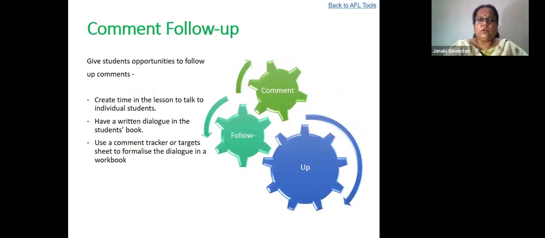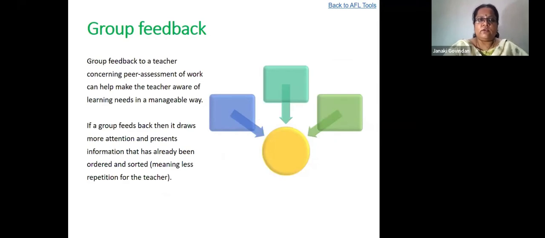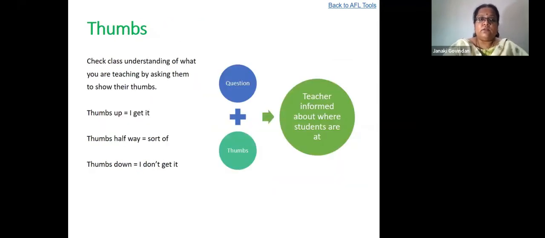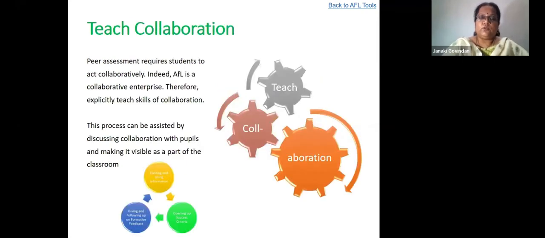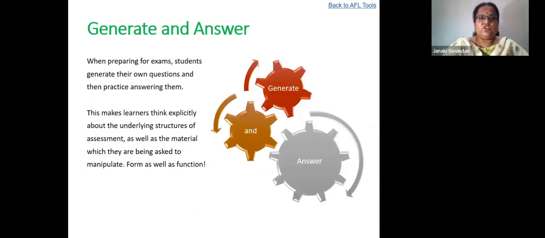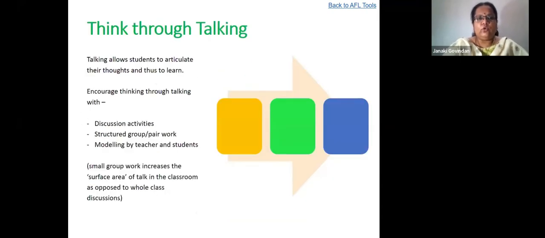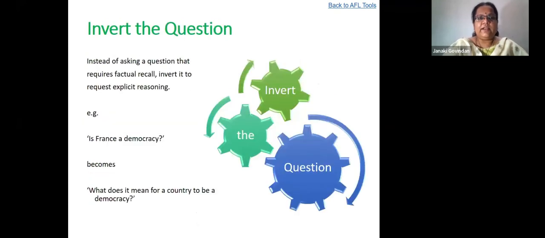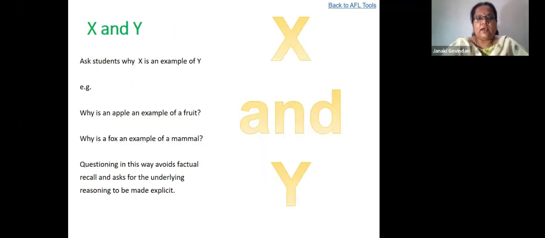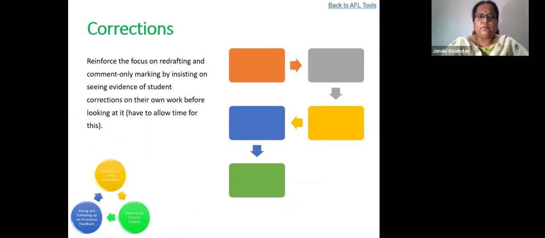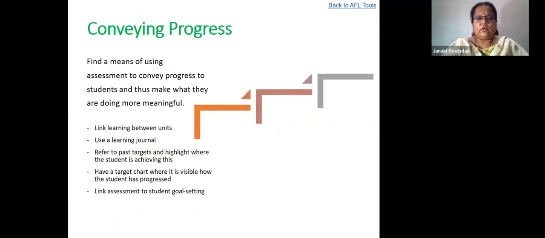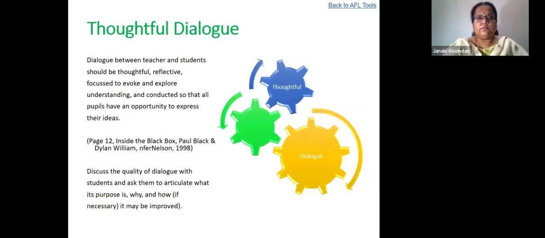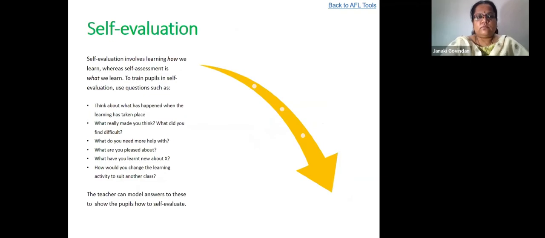There are many more AFL activities that we have here: group feedback, peer marking, thumbs up. Thumbs up is very similar to that. The red, green, and yellow traffic light, revision, teaching collaboration, generate an answer. There are so many things. I wanted to go through all of these, and use these AFL activities as and when you need, and appropriately. Whatever is appropriate for your lesson or poem, you can use. There are around 72.